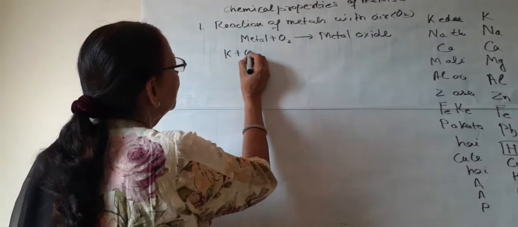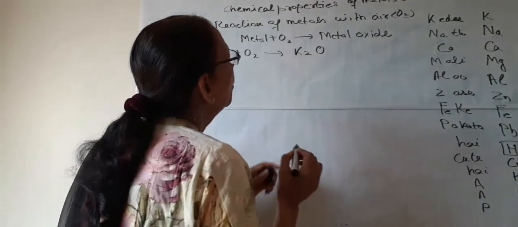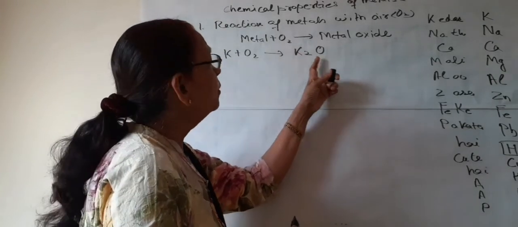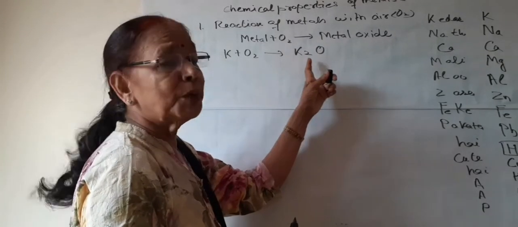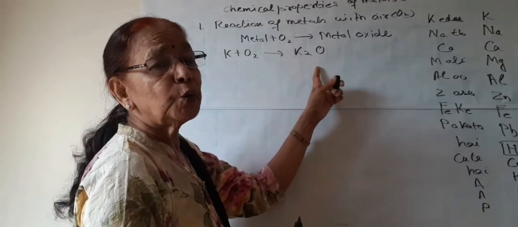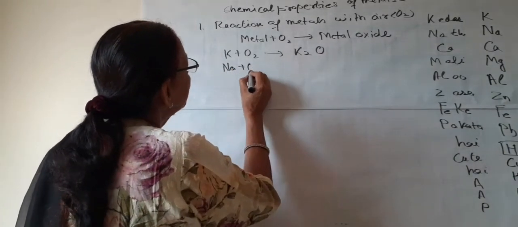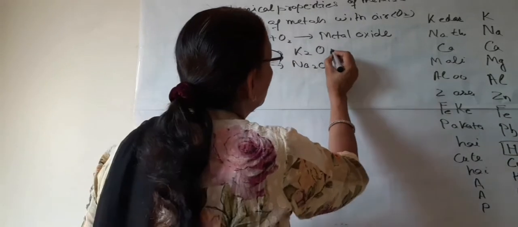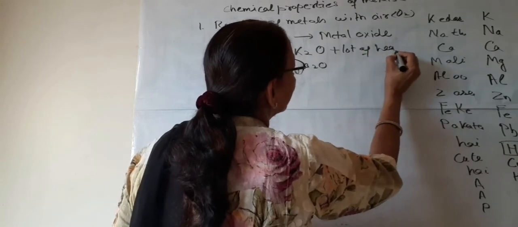Suppose K plus O2, it will form K2O. Valency of K is 1, valency of O is 2. So potassium oxide will be formed and the formula will be K2O. Likewise, sodium plus oxygen, it will form Na2O plus a lot of heat.